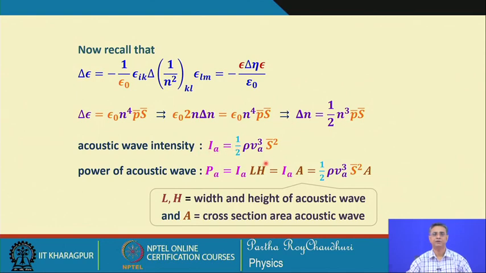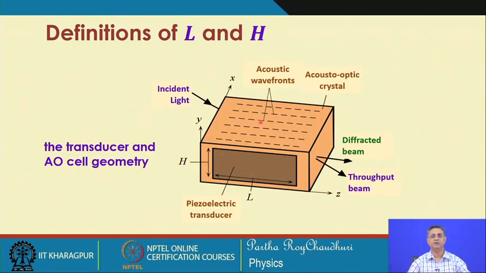and the acoustic wave intensity is given by half rho V A cube s square. In terms of the power of the acoustic wave, we can write the acoustic wave intensity multiplied by the cross section, that is L into H. So, in terms of the cross section, we can write this equation here. L and H are the width and height of the acoustic wave, we can see this configuration of the transducer. This is your L, the length of the piezoelectric transducer. This is H, the height, and therefore, it forms the cross section.